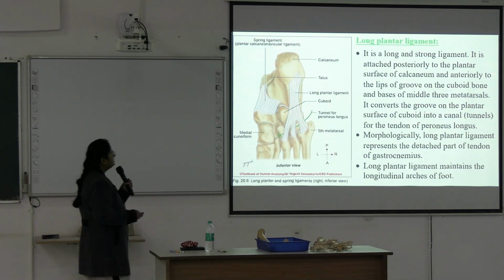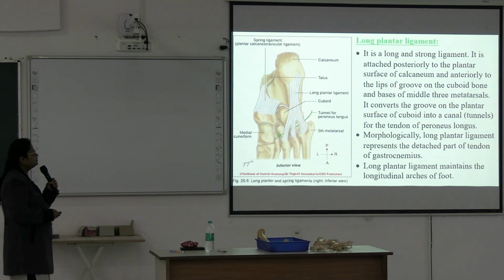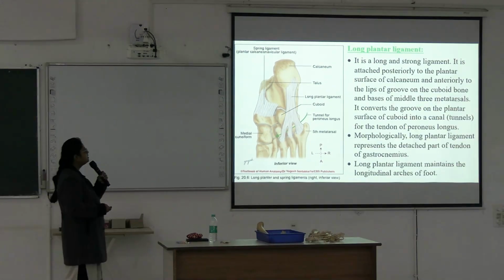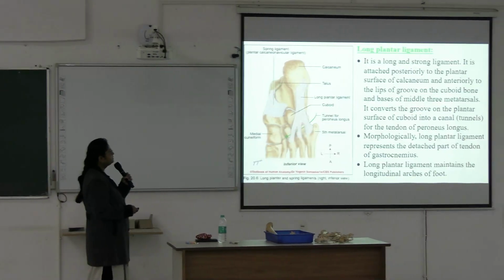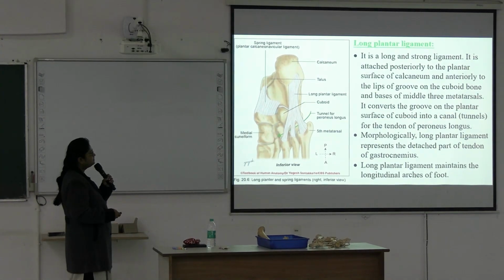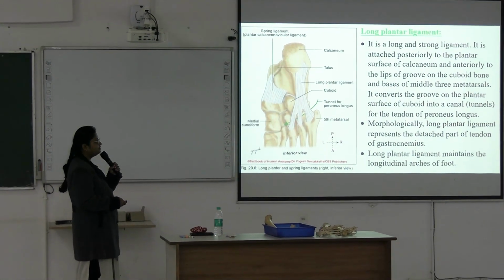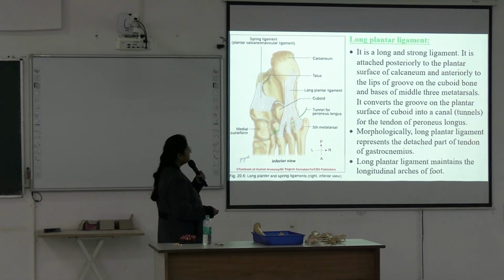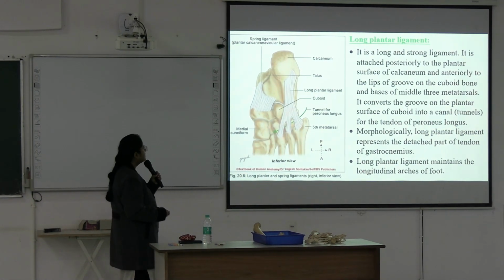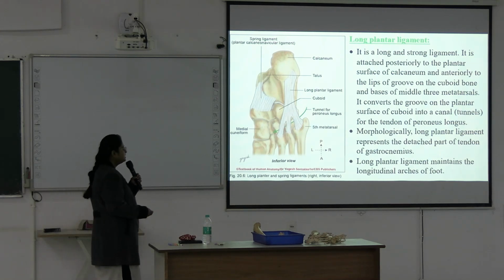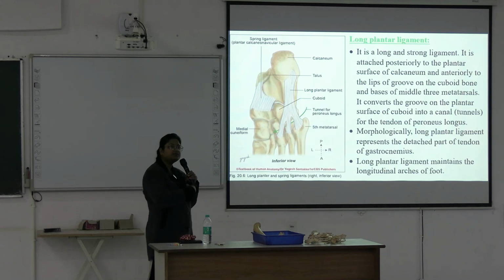Long plantar ligament is a long and strong ligament attached posteriorly to the plantar surface of the calcaneum, anteriorly to the lips of the groove on the cuboid bone and the base of the middle three metatarsals. It converts the groove on the plantar surface of the cuboid into a tunnel for the tendon of peroneus longus. Morphologically, the long plantar ligament represents the detached part of the tendon of gastrocnemius, which was inserting here over the calcaneum, and the long plantar ligament maintains the longitudinal arches of the foot. It acts as a tie beam or intersegmental tie.